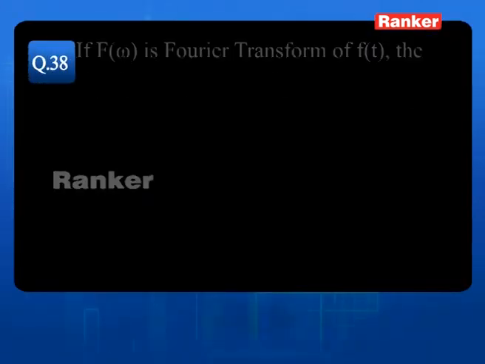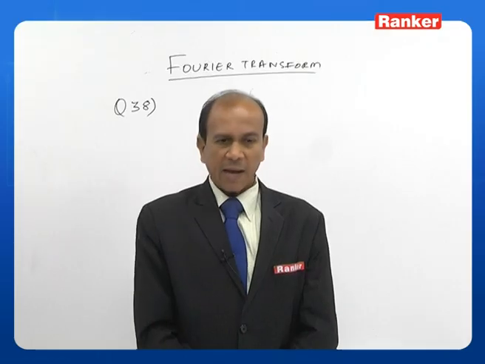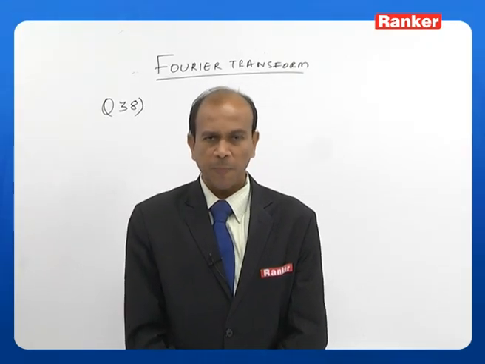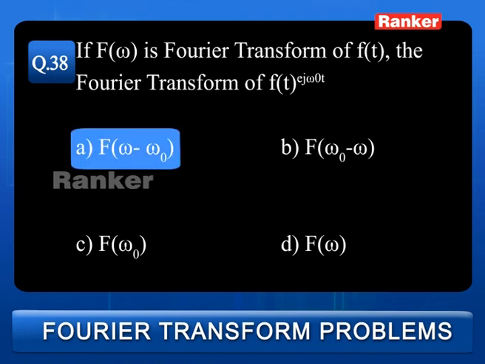30th question. If F of omega is the Fourier transform of f of t, the Fourier transform of f of t multiplied by the exponential e to the power of j omega naught t is: A, F of omega minus omega naught; B, F of omega naught minus omega; C, F of omega naught; D, F of omega. This question is again based on the frequency shifting property, which was asked in another way. So the answer is A, that is F of omega minus omega naught.